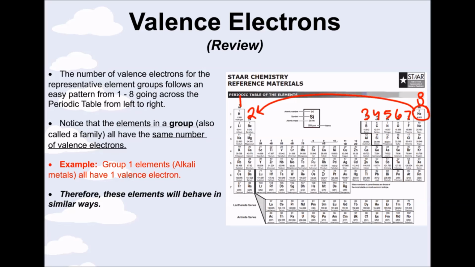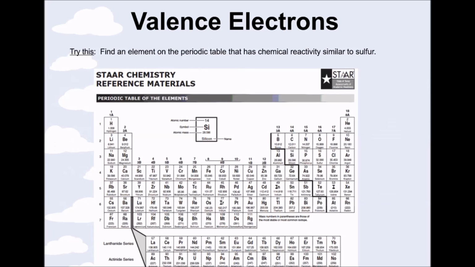Okay, notice that the elements in a group, also called a family, all have the same number of valence electrons. For example, group 1 elements, known as the alkali metals, all have 1 valence electron. Therefore, they will behave in very similar ways. So try this. Find an element on the periodic table that has the same chemical reactivity as sulfur. Here's sulfur. So this is very easy to answer. Any element in the same group will react the same. So oxygen is a very good answer for this.